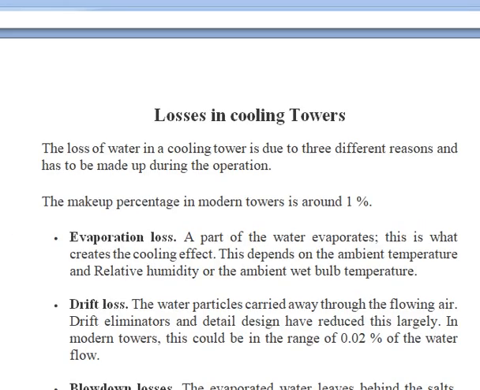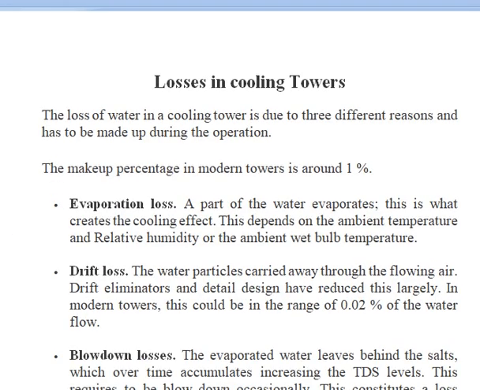Then discuss what losses are generated in the cooling tower. The loss of water in the cooling tower is due to three different reasons and has to be made up during operation. The makeup percentage in modern towers is around 1%. The three losses are the evaporation loss, drift loss, and blowdown loss.